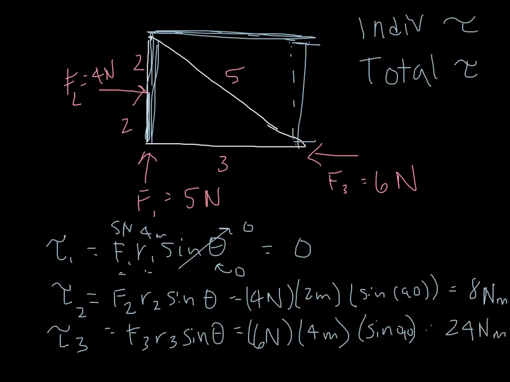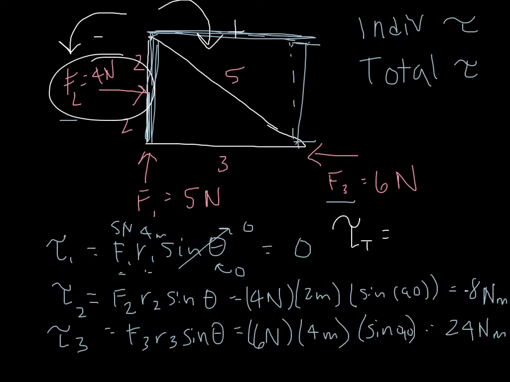But force 3 and force 2 are acting in opposite directions, and if we are using our convention saying that anything going this way is positive and anything going this way is negative, then we'd have to say that force 2 is negative and force 3 is positive. So therefore, our total is 24 minus 8, which is 16 newton meters in the clockwise direction.